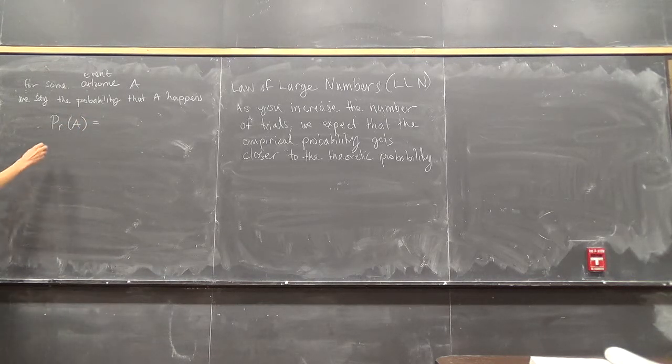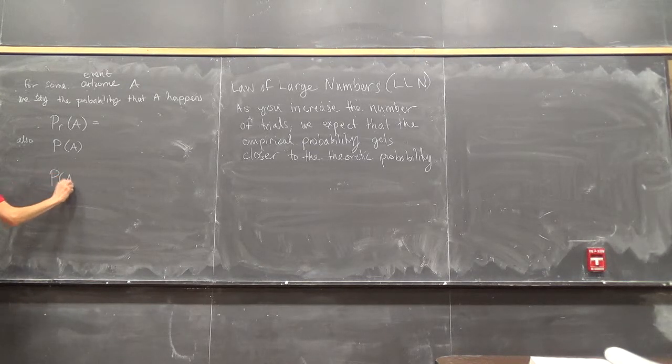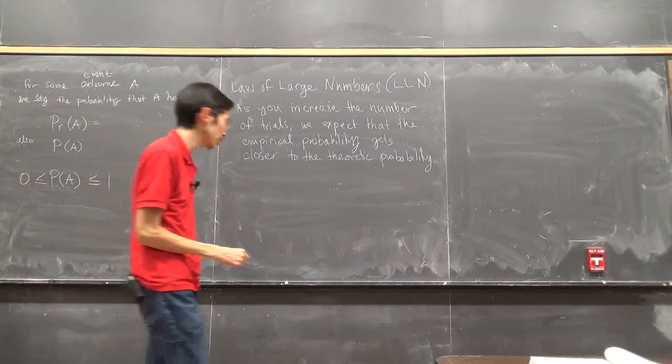Okay, this could also be written P of A. Okay, so the book sticks in an R, but other texts do not. These are equivalent. Any probability, the probability of A, is always going to be between 0 and 1. Okay, so if you have a probability, it must be between the numbers 0 and 1.